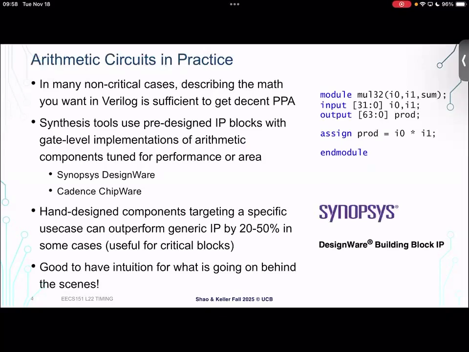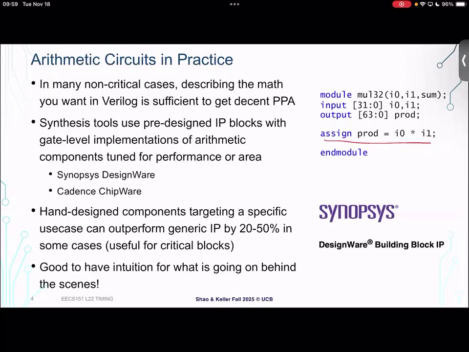Before we wrap up, I do want to talk briefly about the practitioner's view of arithmetic circuits, okay? So in practice, and as you've already been doing in your final projects, most of the time you need to lay down a multiplier, you're just going to assign with the multiplication sign, right? You all have already done this, almost certainly. This is what most digital designers will do most of the time for multiplication or addition, or any number of other arithmetic operations that you might be interested in. In a lot of cases, that's enough.